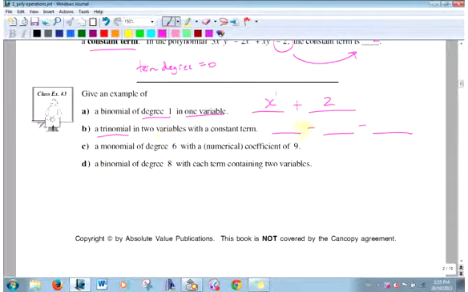Two variables. Okay, I got to have an x and a y. If you like a's and b's, that's fine too. There's no right or wrong here. I want a's and b's, okay, with a constant term.